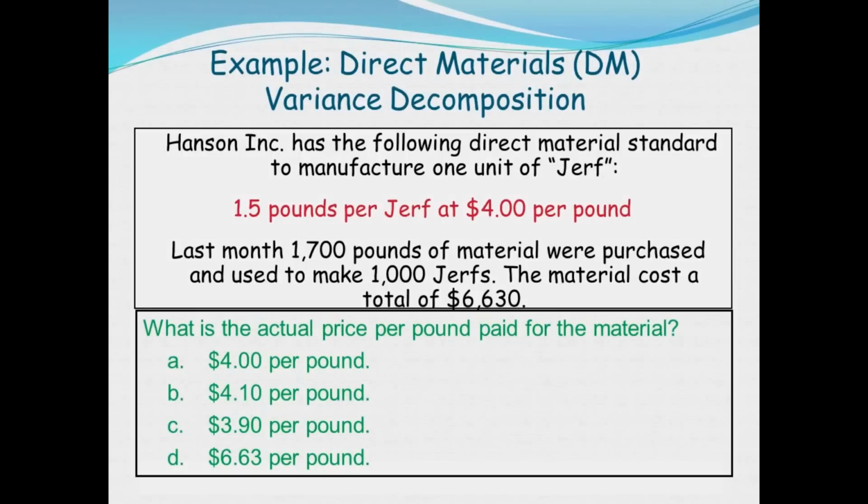Last month, they needed to purchase 1,700 pounds of stuff, and they made 1,000 jerks, and it cost $6,630 for that 1,700 pounds of stuff. What was their actual price paid per pound? To make 1,000 jerks, whatever they are. It doesn't matter what the jerks make. 3.9. Right? Because you measure jerks by the minute, not by the pound, because other stuff goes into it as well. We're just looking at the stuff, this thing you're calling stuff.